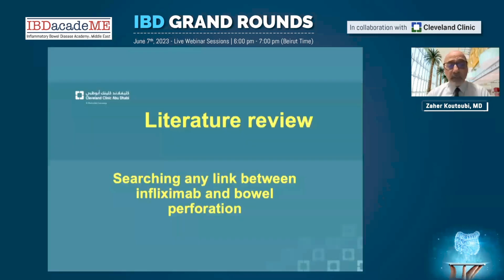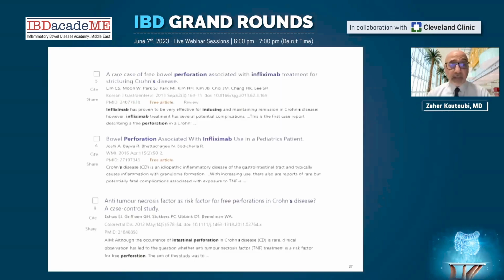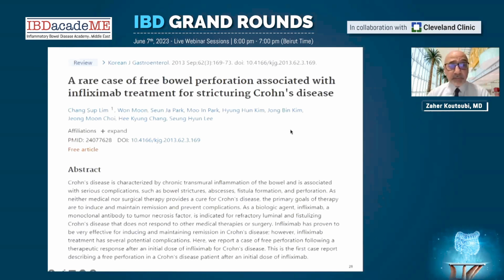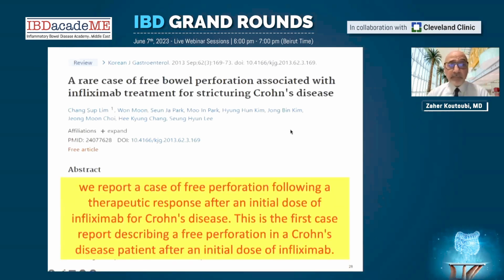So what I'm going to do, just a few slides, I was trying to search whether there's any link between the infliximab and the bowel perforation. When I did the search, actually there is one case, second, third case. So this is the first case, which is a rare case of free bowel perforation associated with infliximab for stricturing Crohn. This is a Korean Journal of Gastro. And again, this is old, 2013.